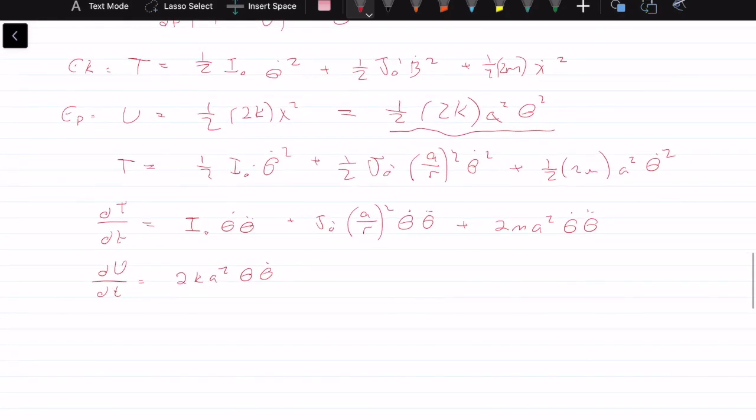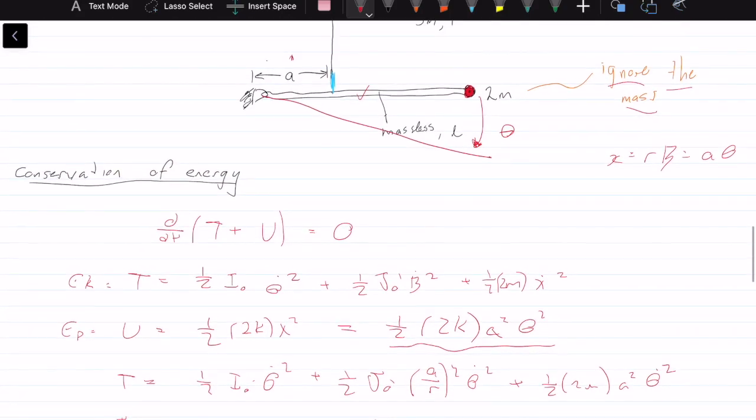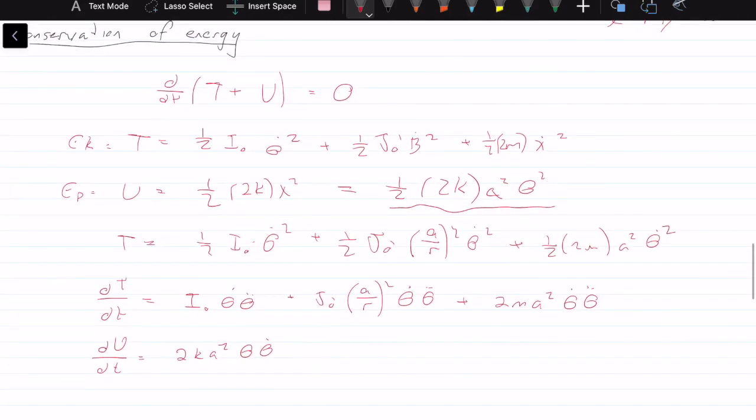Now we put these two together and equate it to 0. So we have I_O. What is I_O? I_O for this point mass is 2m l squared theta double dot, plus J, which is 3 over 2 m r squared, times a over r squared, theta double dot, plus 2m a squared theta double dot, plus 2k a squared theta dot equals 0.